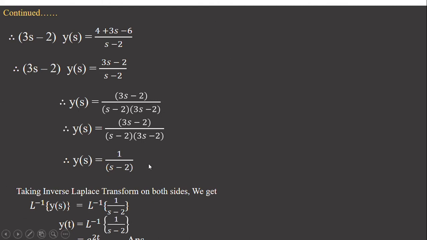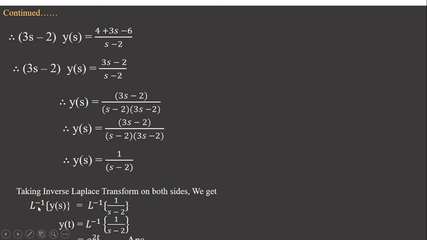So this 1 upon s minus 2 is already in partial fraction form. There is no other factor, so it is not necessary to do the steps with partial fractions. Immediately we can take the inverse Laplace transform here. It's a simple example, not necessary to do the steps of partial fractions. Take the inverse Laplace transform to both the sides.